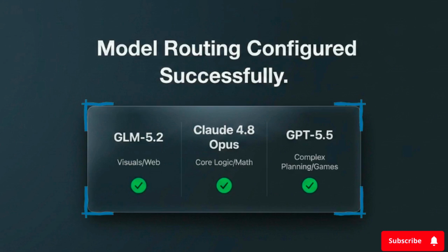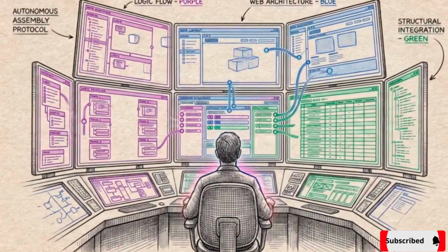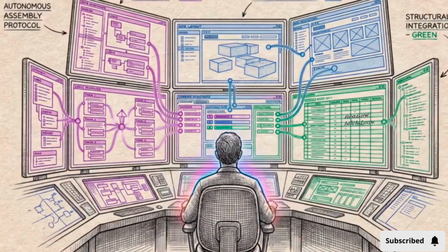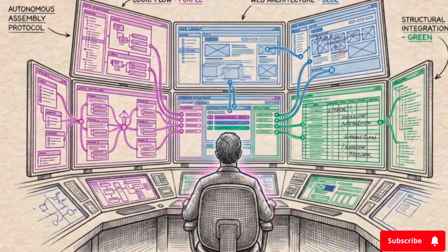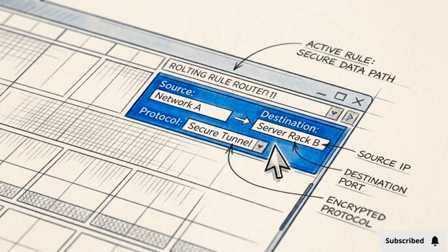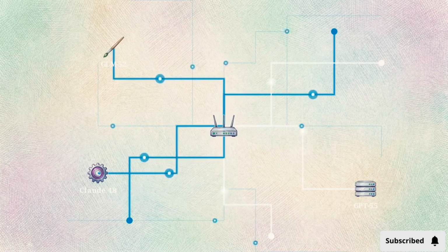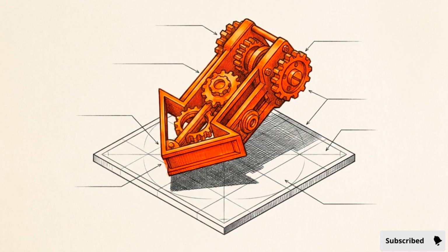This configuration changes the developer's role to a manager of specialized digital agents, each handling the specific structures where they have the highest accuracy. Start by implementing a single routing rule to test the workflow, before building out a more complex automation matrix. You can find the terminal commands and setup links in the description below.